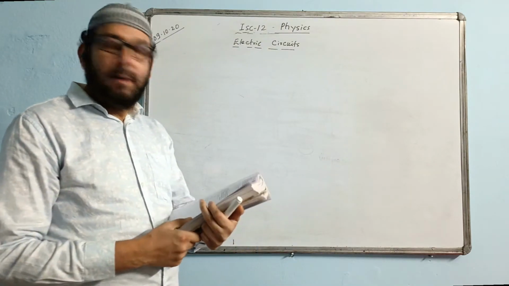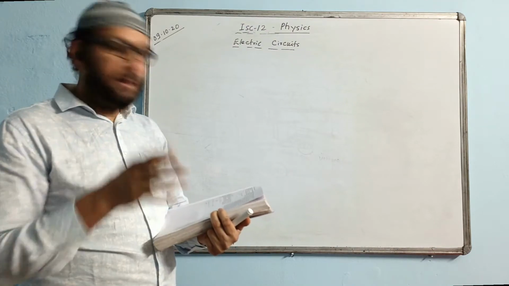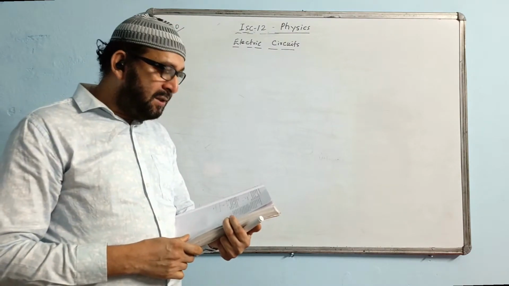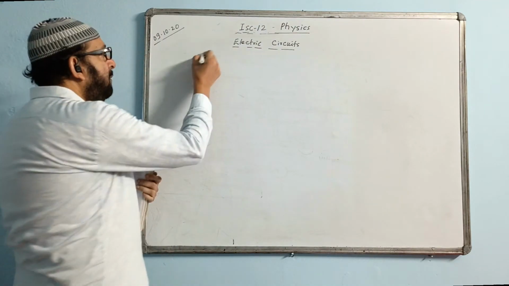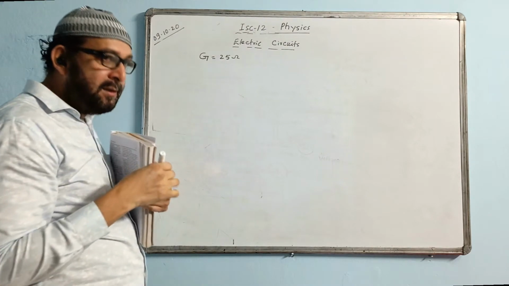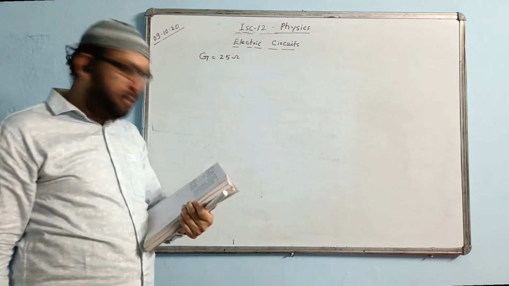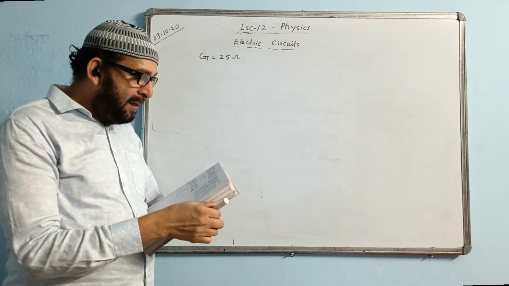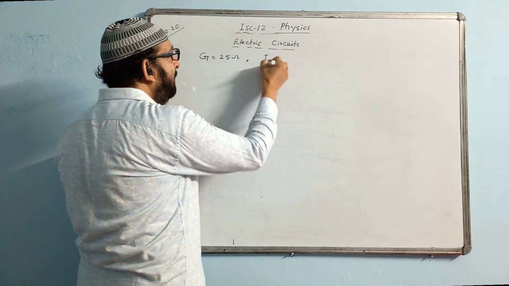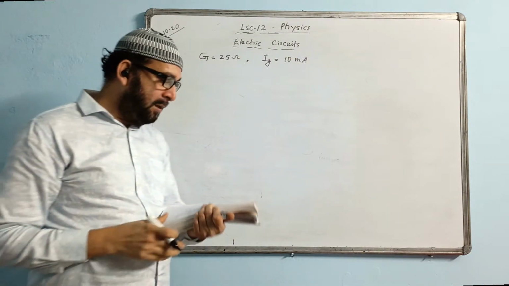The question says a moving coil galvanometer. Don't bother about moving coil, we will learn that later, just bother about the word galvanometer. A moving coil galvanometer of resistance 25 ohm. I write down the information: the galvanometer's resistance is 25 ohm, that is, capital G value is 25. It gives full scale deflection when 10 milliampere current is passed through it. That means the value of IG, the maximum current through the galvanometer, is 10 milliamperes. I write that information: IG value is given as 10 milliampere.